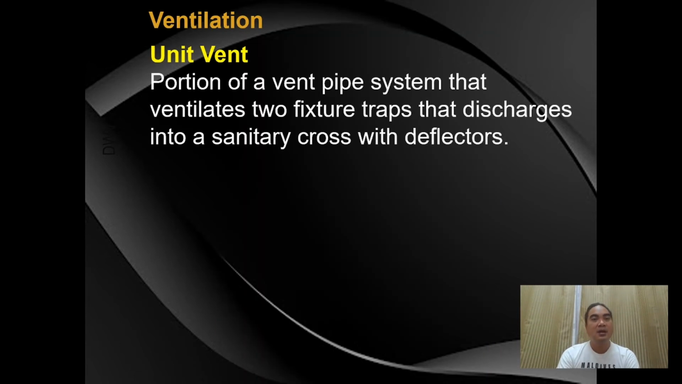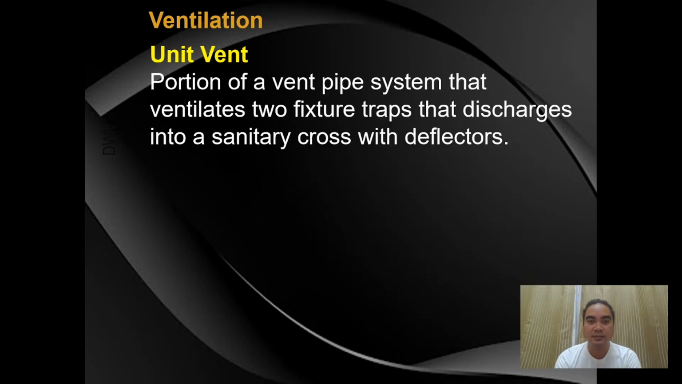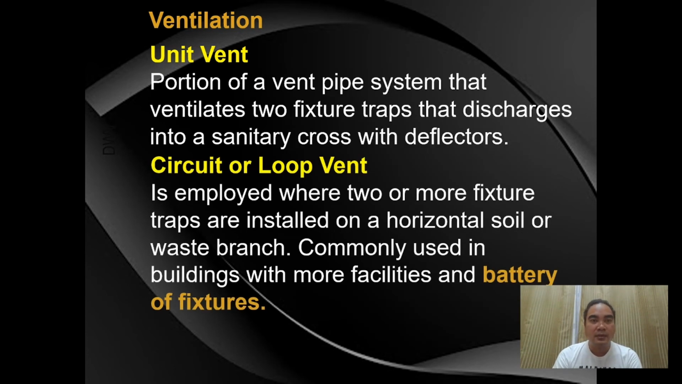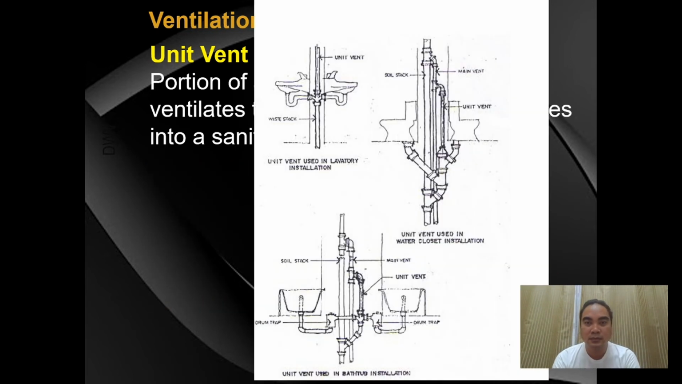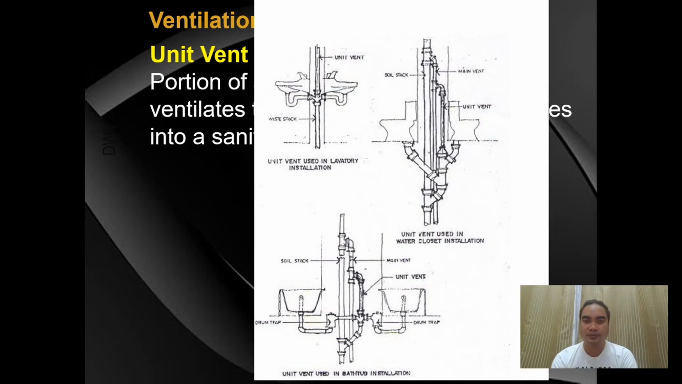Ventilation. Unit vent. Portion of the vent pipe system that ventilates two fixture traps that discharge into sanitary cross with deflection. Circuit or loop vent. Okay, wait. Unit vent. Portion of vent pipe system that ventilates two fixtures traps that discharge into sanitary cross with deflection. Ito yung unit vent. Yan, ito yung unit vent natin. Unit vent.